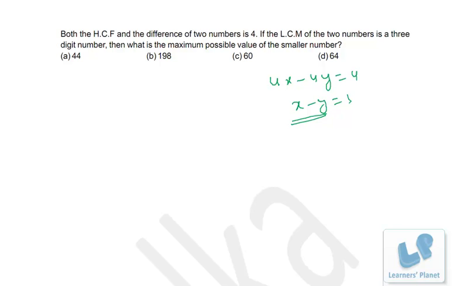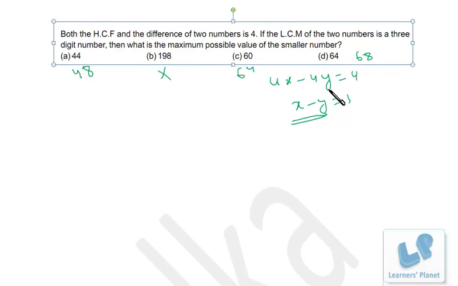Now obviously both the numbers will be multiples of 4. So, and we are asked about the smaller number. So 198 is automatically discarded because it is not a multiple of 4. Now we are left with 44, 60 and 64. Now we have to find out the maximum possible value of the smaller number. If 44 is the smaller number, then the bigger number will be 48. If 60, then 64, and 64 then 68. Okay.